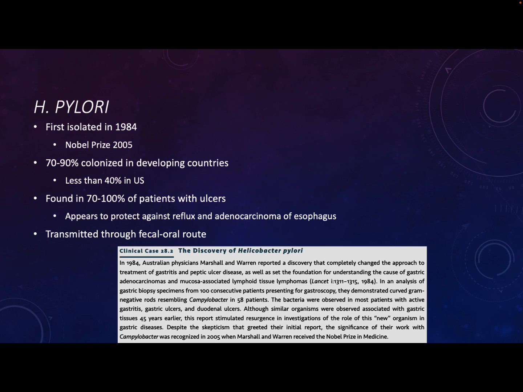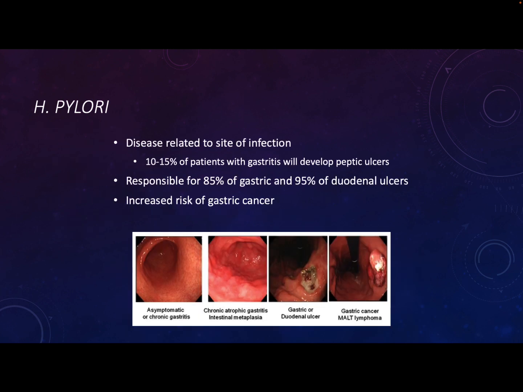Despite the skepticism that greeted their initial report, the significance of their work with Campylobacter was recognized when they won the Nobel Prize in Medicine. So you're like, well, what did they do that makes you say we should never do that? Well, one of the ways that they tried to demonstrate that these bacteria were the cause of the ulcers is that Marshall drank it. He grew up a culture of Helicobacter pylori, and he drank it, and within days developed symptoms of gastric ulcers. Do not drink the bacteria. Okay. So he did, but he won the Nobel Prize.